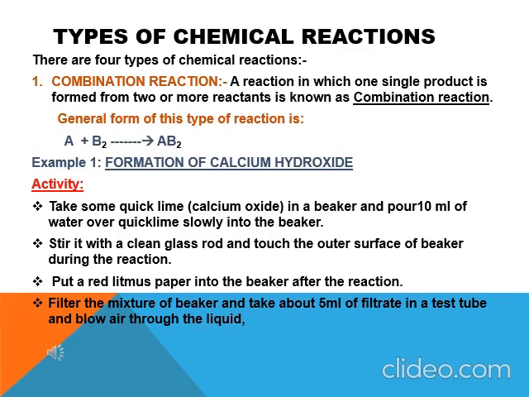What we have to do in this activity is take quicklime, that is calcium oxide. Calcium oxide is also known as quicklime. Take it in a beaker and then pour water, up to 10 ml, slowly over that quicklime. Now we stir it with a clean glass rod and after that touch the outer surface of the beaker. Now put a red litmus paper into the beaker after the reaction. These are the steps which you have to follow during the activity.